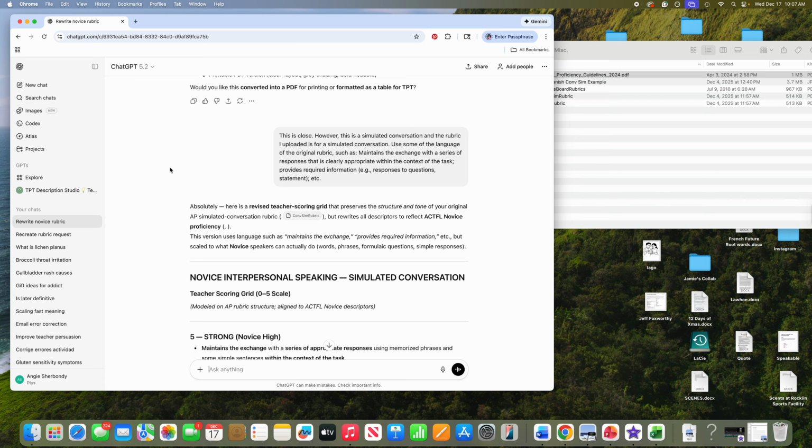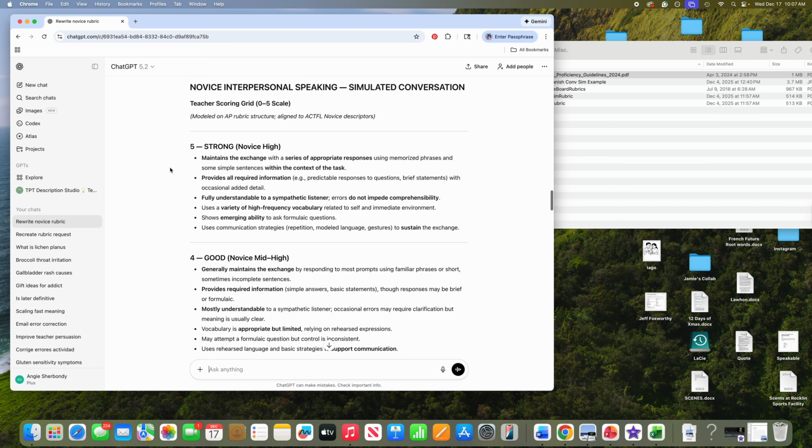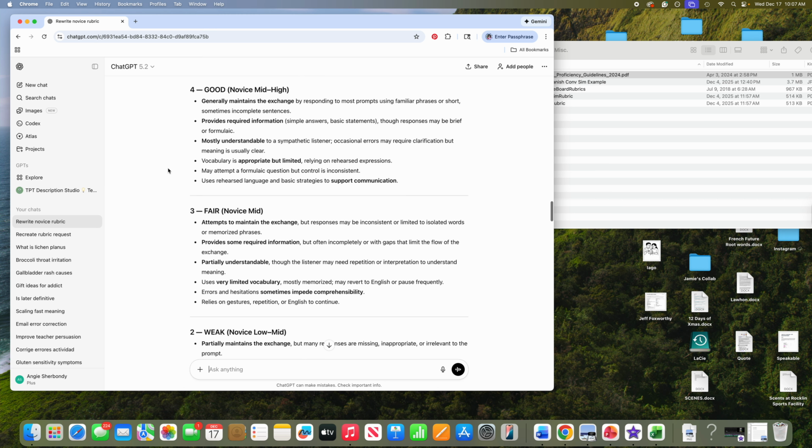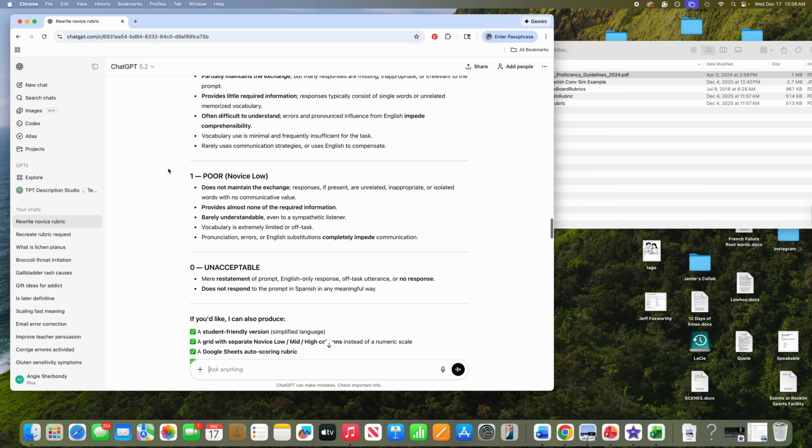Use some of the language of the original rubric, such as maintains the exchange with a series of responses that is clearly appropriate within the context of the task, provides required information, etc. And so this is what it gave me. And this is the one that I ended up using.